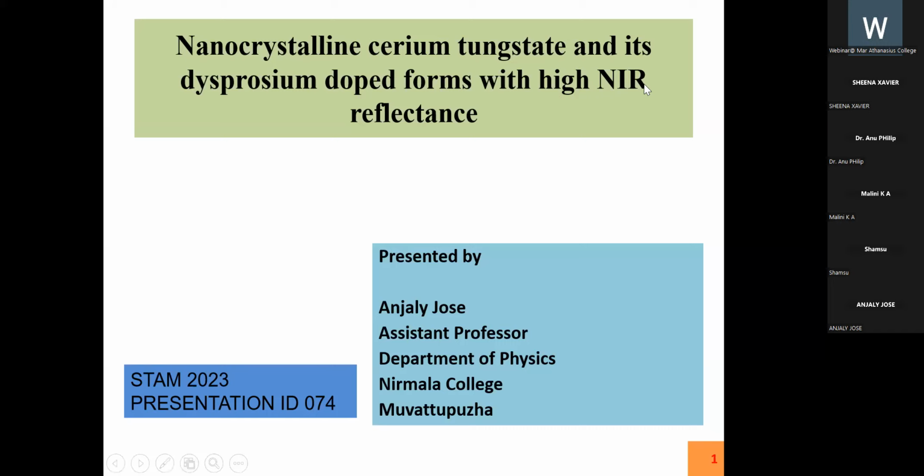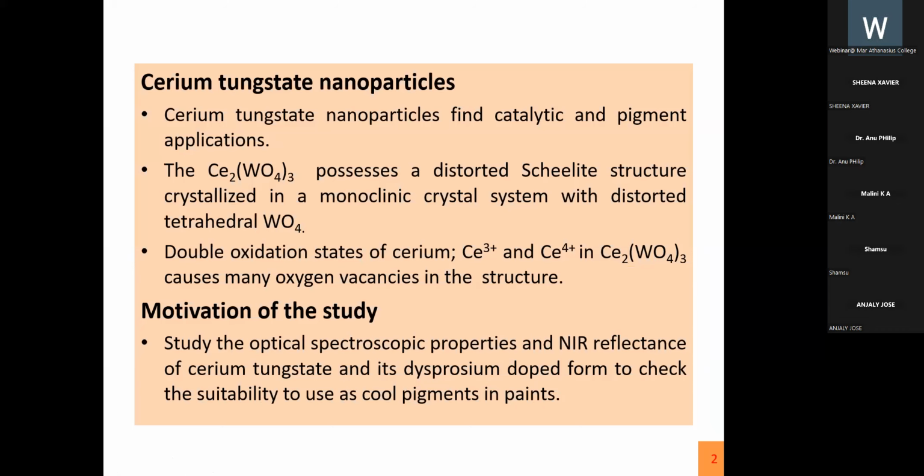Good morning. I am presenting nanocrystalline cerium tungstate and its dysprosium doped forms with high NIR reflectance. Cerium tungstate nanoparticles find catalytic and pigment applications, and possess a distorted structure crystallized in a monoclinic crystal system with distorted tetrahedral tungstate. It possesses both cerium-3+ and cerium-4+ oxidation states, with many oxygen vacancies in the structure. The motivation of the study is to study the optical spectroscopic properties and NIR reflectance of cerium tungstate and its dysprosium doped form to check the suitability of this material as cool pigments in paints.